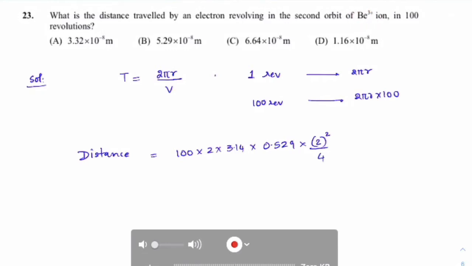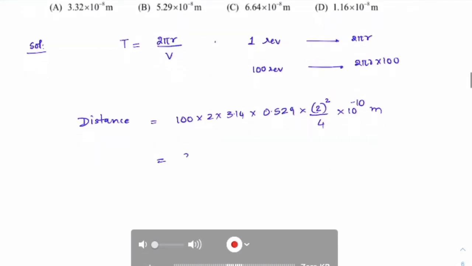This is all in Angstrom, so to convert that into meters, I'll have to multiply by 10 raised to the power of minus 10. Now everything is converted into meters. When you substitute all of these values, we'll get around 3.3 into 10 raised to the power of minus 8 meters. Okay, a little bit of calculation, but I guess you can get that.